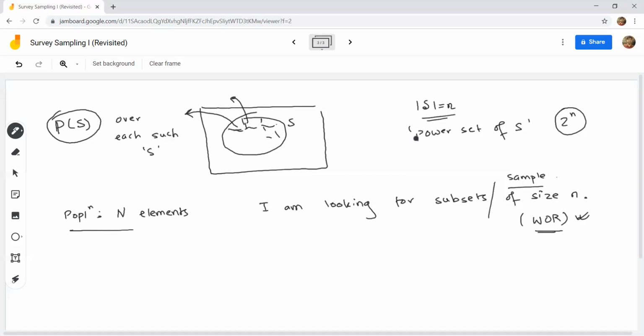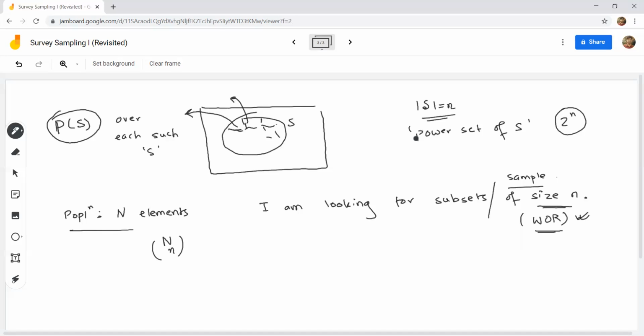We are picking small n elements from capital N elements without replacement. So how many possible samples are possible? NCn ways. Perfect. So you have NCn samples of size small n out of these capital N elements, if you do this without replacement.